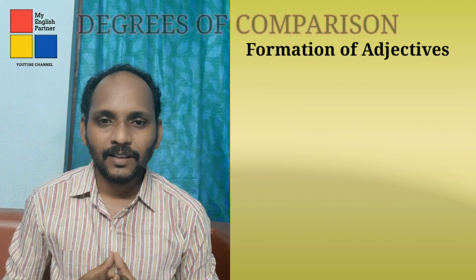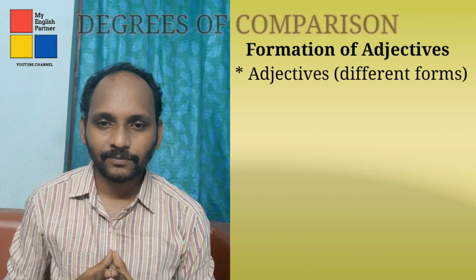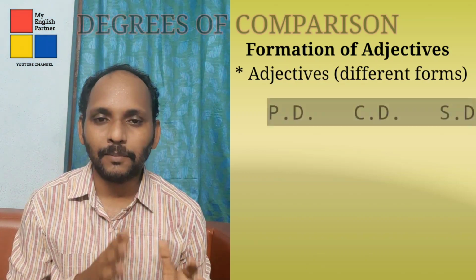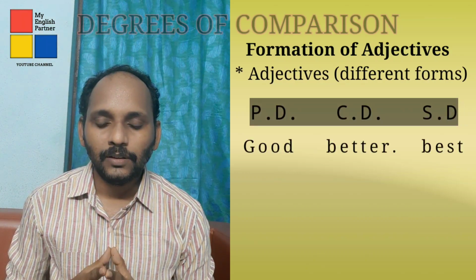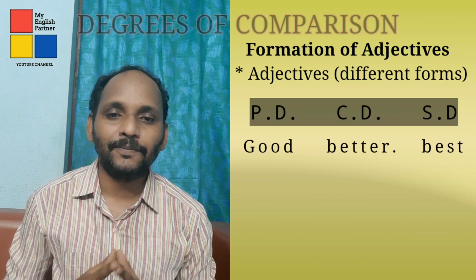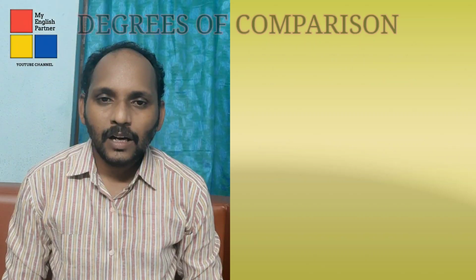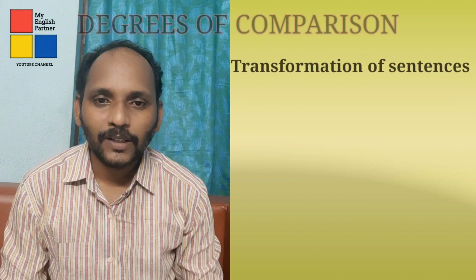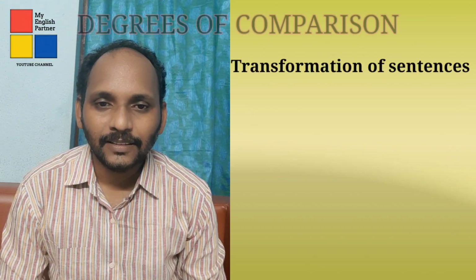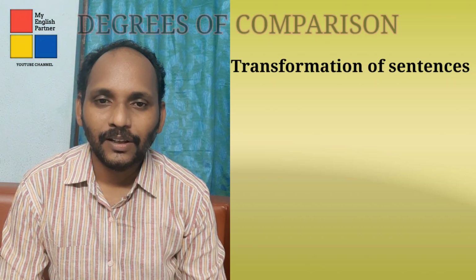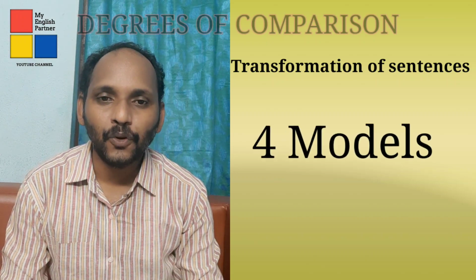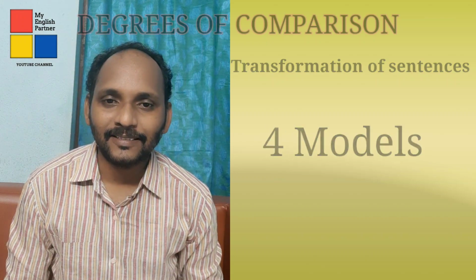Few adjectives have 3 different forms, like good and bad. Good, better, best. Bad, worse, worst. How to transform from one degree to another degree is the biggest question. Usually, we have 4 models in degrees of comparison.